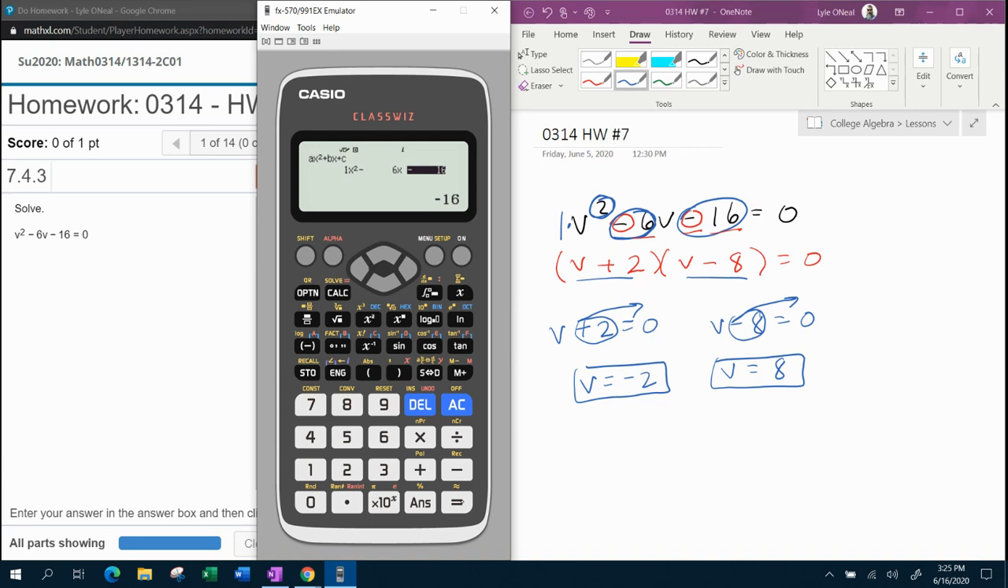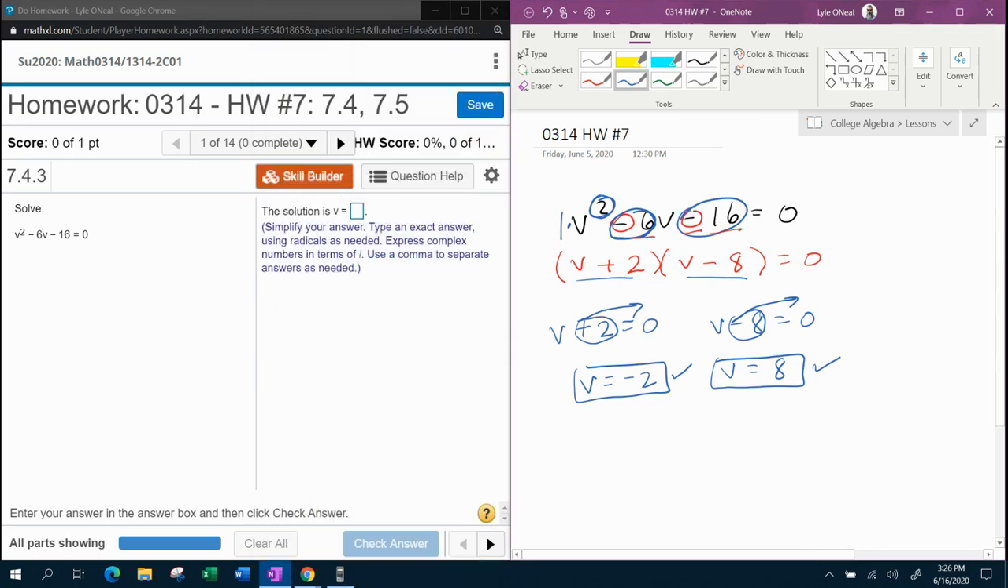And then if I hit equals one more time, it's going to tell me the first solution is 8, which verifies the positive 8. If I hit equals again, it gives me the other solution. So the Casio Class Whiz does have a built-in quadratic solver, and it will give you the solutions.